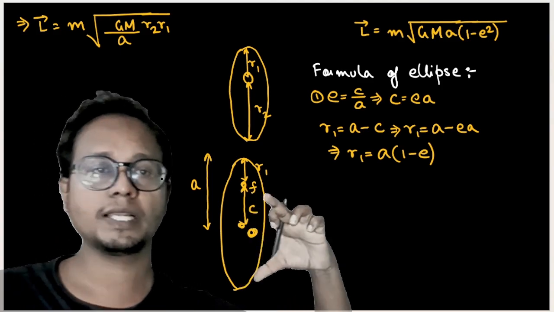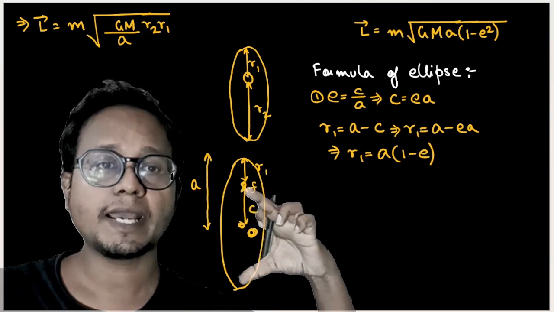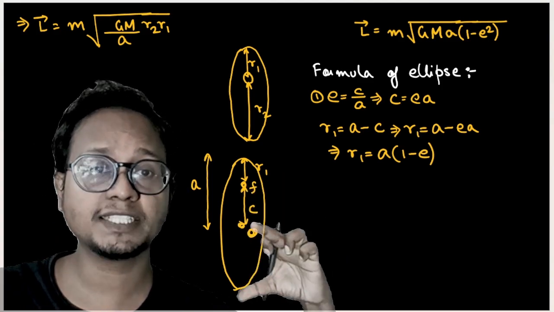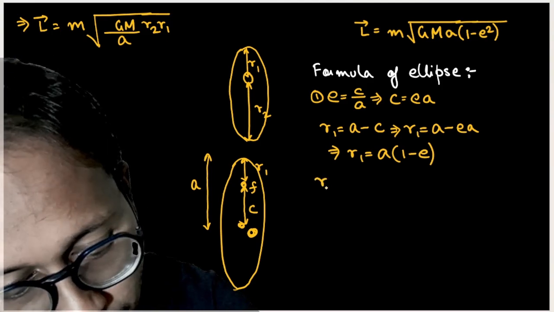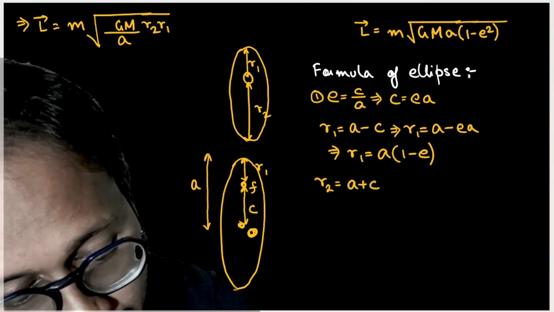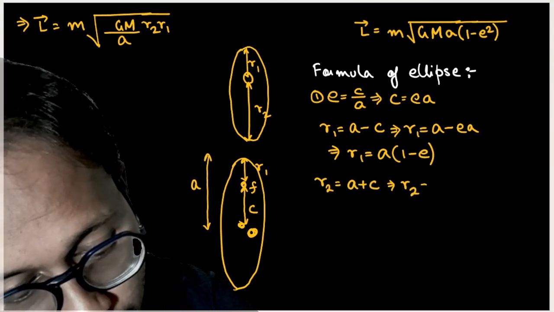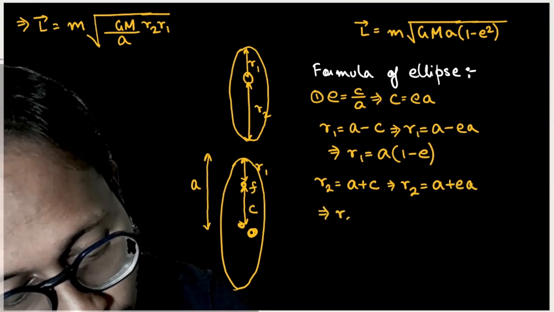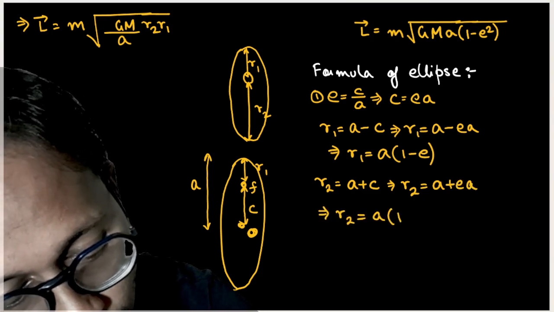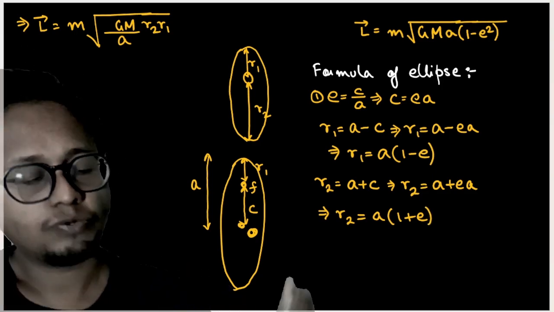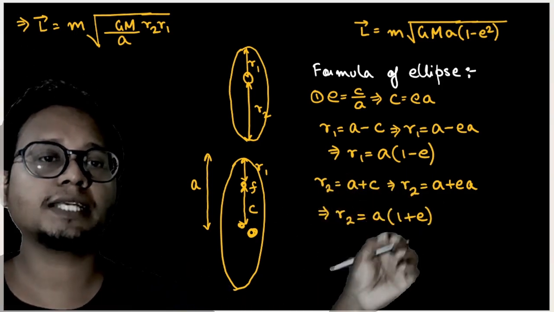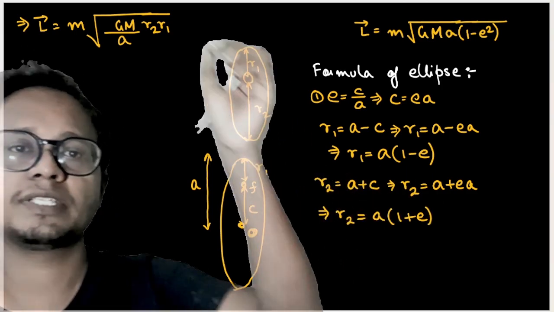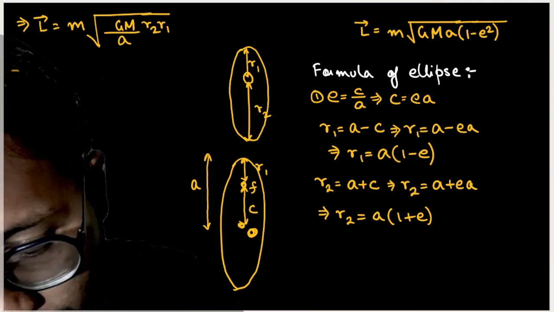Similarly, r2. This larger distance is r2. Can I say r2 is c plus a? R2 is equal to a plus c, or r2 is equal to a plus e into a, or r2 is equal to a into 1 plus e. So r1 is equal to a into 1 minus e, r2 is equal to a into 1 plus e. So just substitute the value.